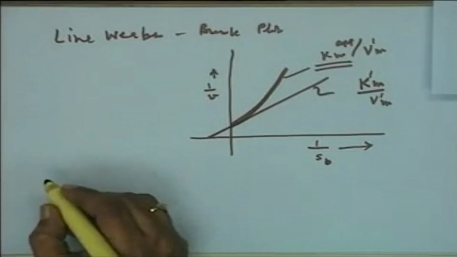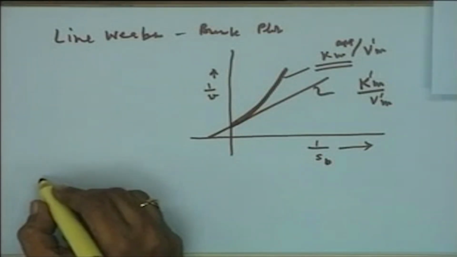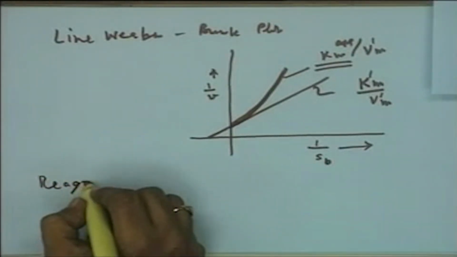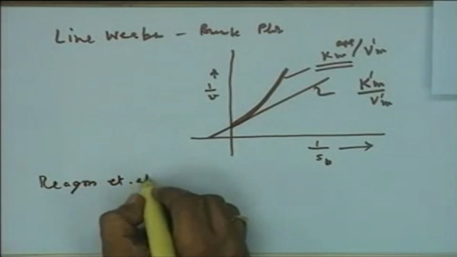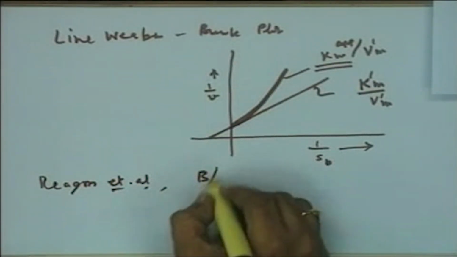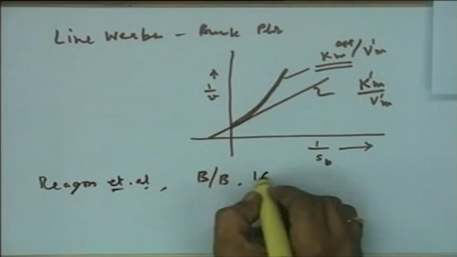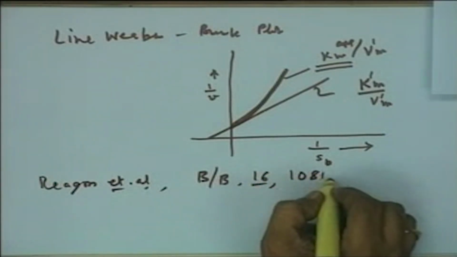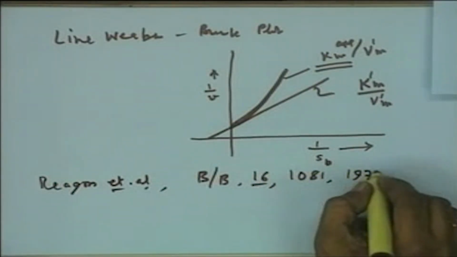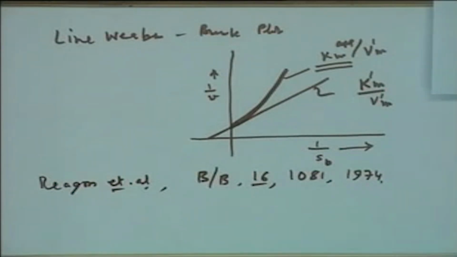In fact, one of the references which has analyzed the diffusional limitations is given by Regan and Associates in Biotechnology and Bioengineering, 16, 1081, 1974. In fact, one of the early references on mass transfer analysis of immobilized glucose oxidase particles is given in this.